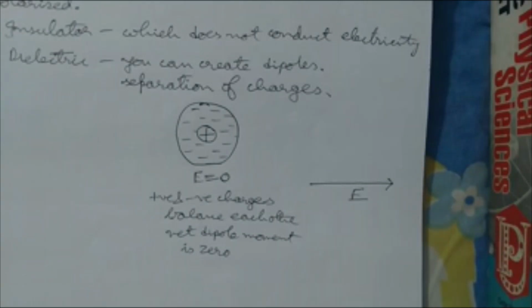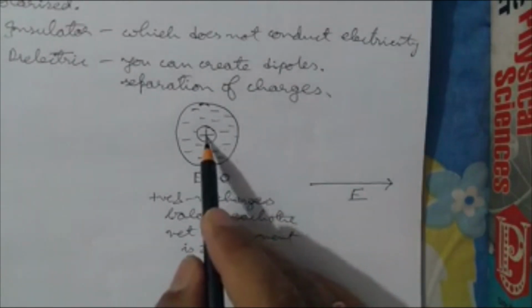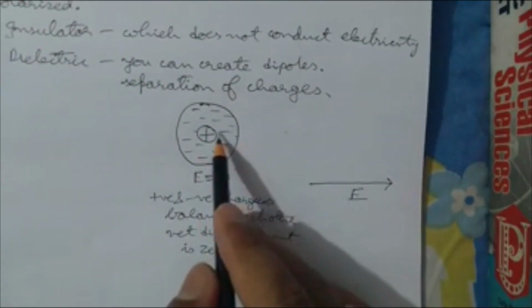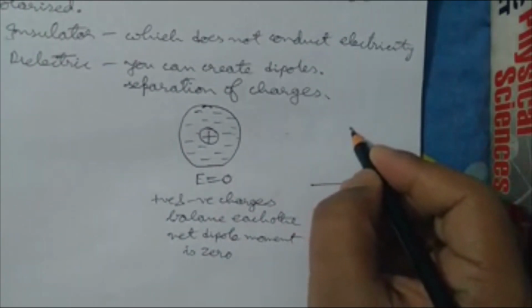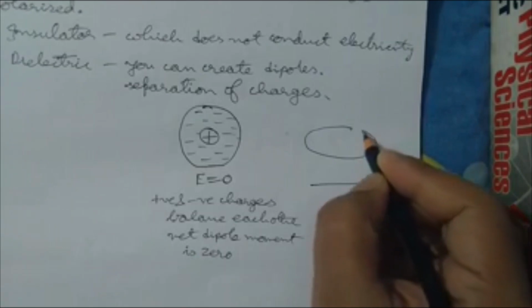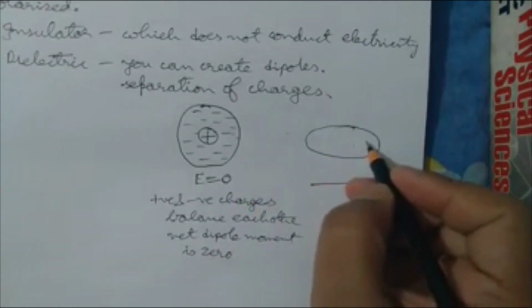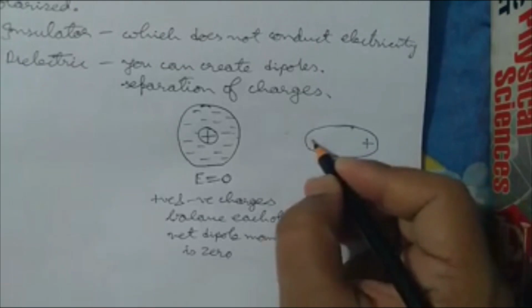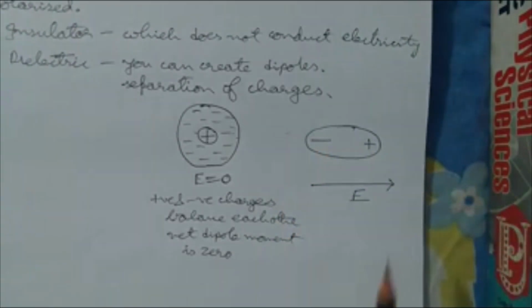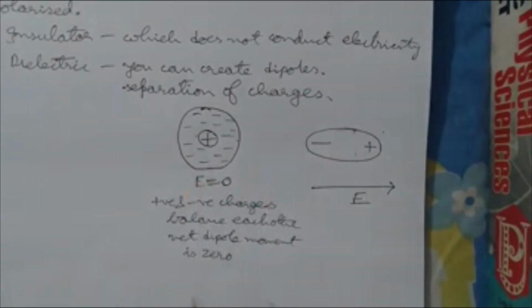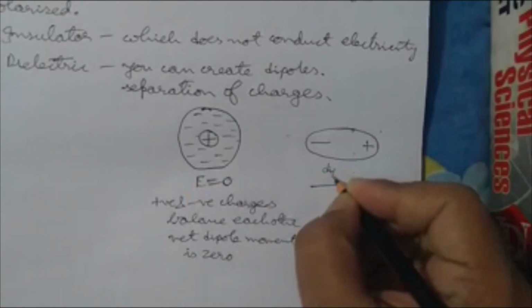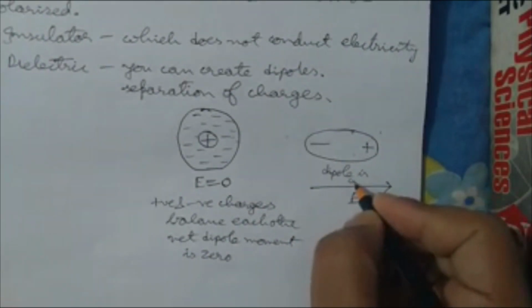Now let us see the case when an electric field E is applied in this direction. Because of the electric field, the positive charge will move towards the field and the negative charge will move away from it. As a result, this oval or ellipse kind of shape will be created, and a dipole moment will be created here.